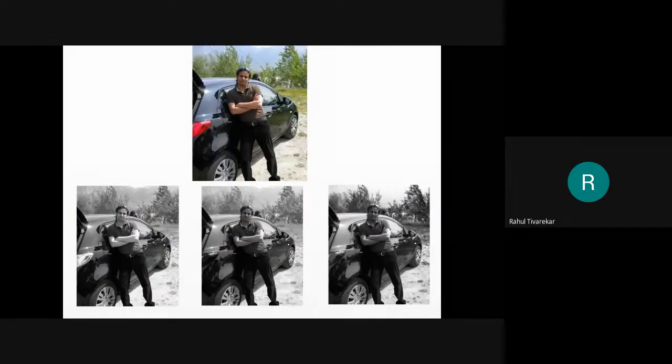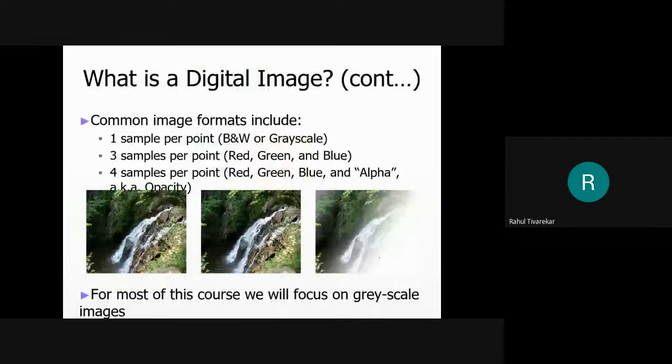You can see that these are the three planes which are available for the pixel: red, green, and blue planes. Only intensities are shown; the colors are not shown. I will explain this part again in the coming lecture.